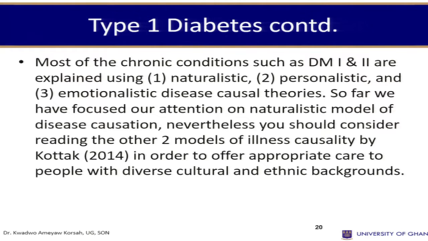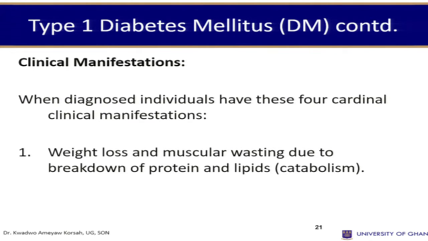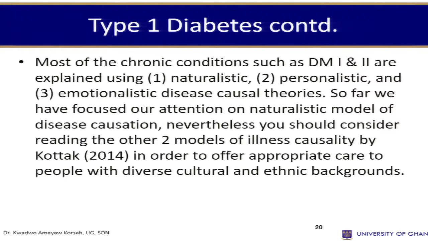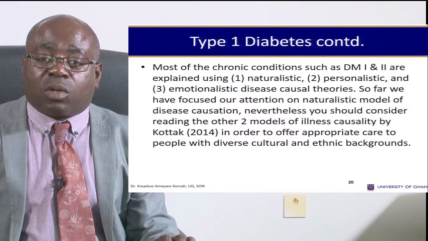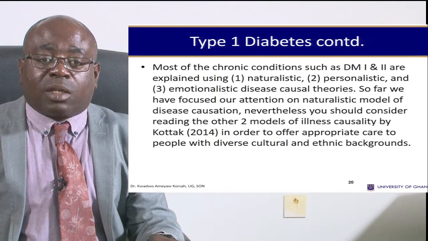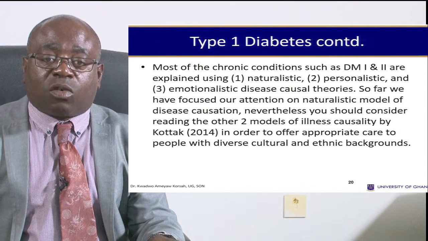Most of the chronic conditions such as diabetes types 1 and 2 are explained using naturalistic, personalistic, and emotionalistic disease causations. Probably later you can take your time and go through some of this. The naturalistic, personalistic, and emotionalistic factors are some models that are used. So far we have focused our attention on the naturalistic, which is the scientific model for describing or explaining the causes of this condition.